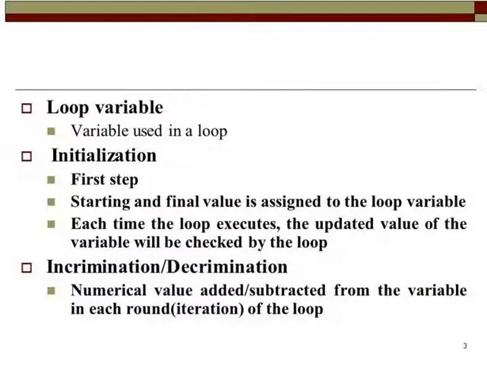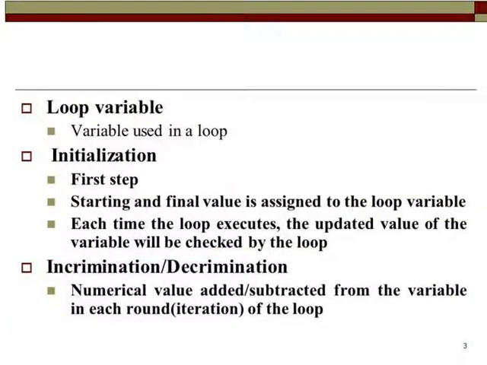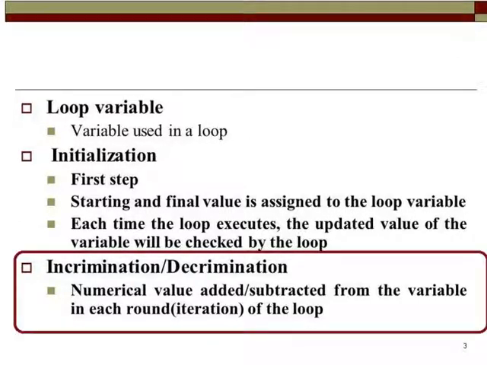So, this variable's value will be updated, either increased or decreased each time the loop executes. So, everything belonging to the execution of the loop depends on this variable, its starting value, its final value and what is its updated value in every iteration. This incrementation and decrementation is nothing but the numerical value that is added or subtracted from the variable in each iteration. So, you see that this loop variable holds the most significant part in the loop execution. Every step of the loop is associated with this loop variable.